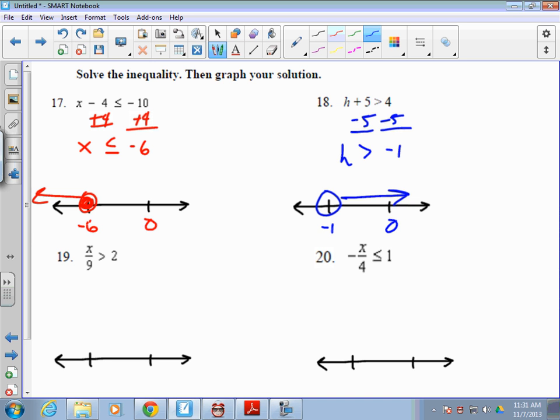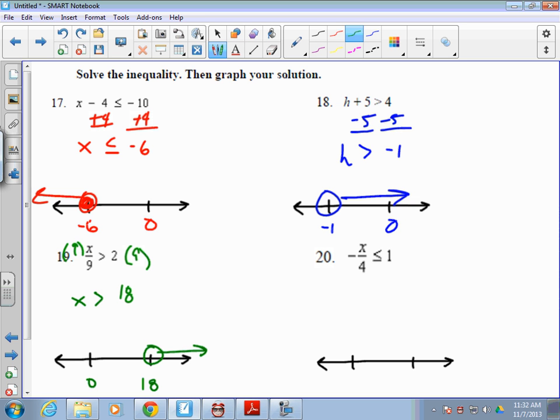This says x divided by 9. Undo divide by 9 by multiplying by 9. Do the same thing here. 2 times 9 is 18. So you have x and you have 18. You multiplied this time, but it was by positive numbers. So again, you do not reverse the symbol. It's positive 18. It's not or equal to, so the bubble's open. Greater than means everything that way.